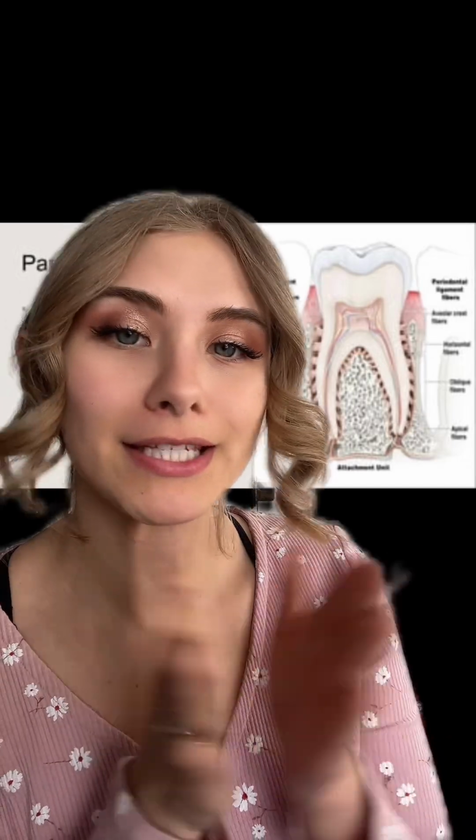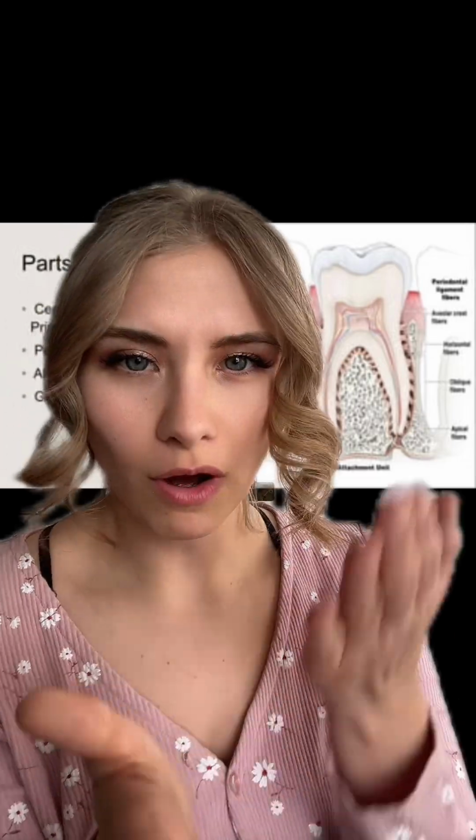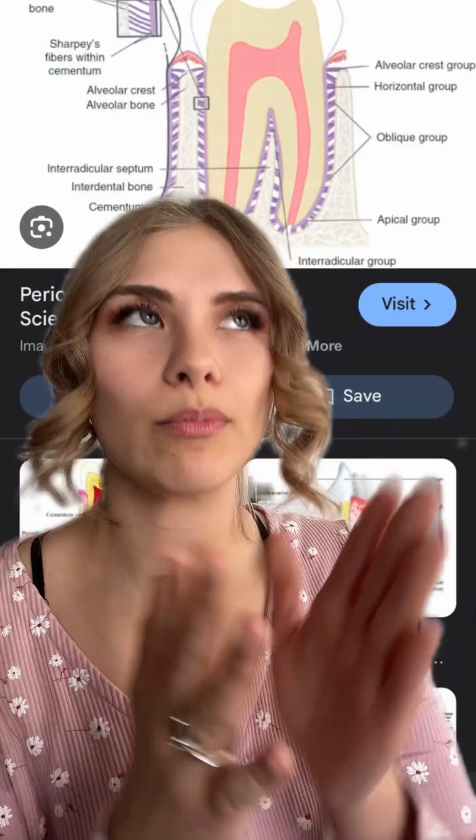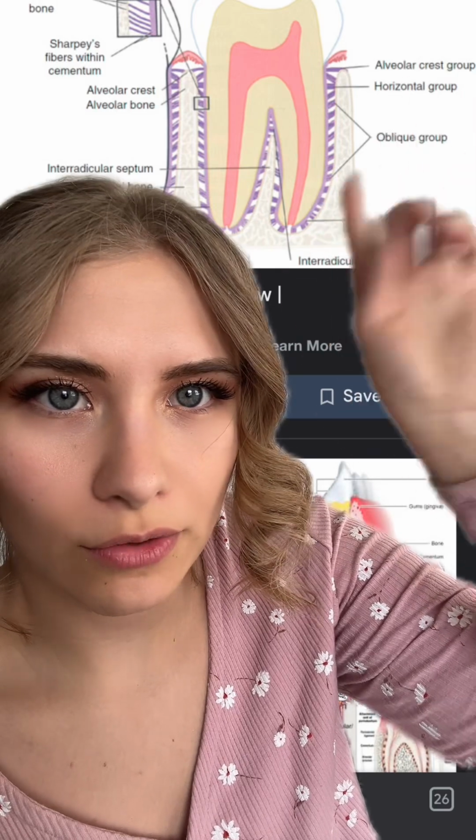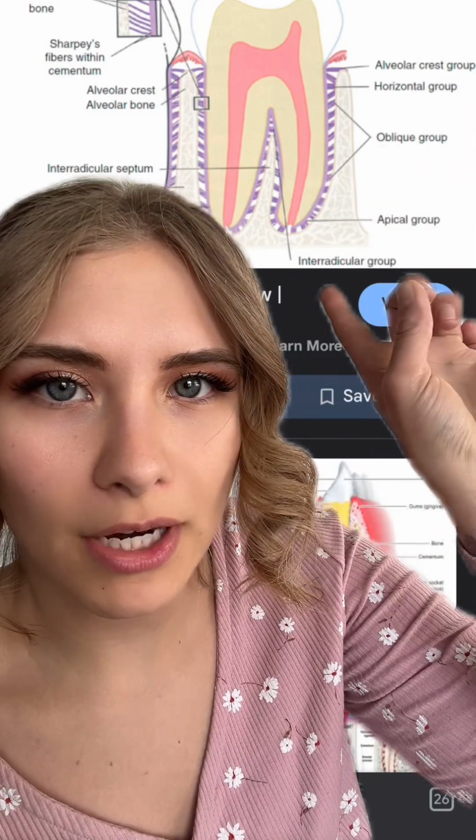We're going to keep this really simple. We're going to use the KISS method: keep it simple, stupid. Right now, all you really need to know is the 5 principal fibers, because the rest you're going to learn in periodontology. The 5 principal periodontal ligament fibers are alveolar crest group, horizontal, oblique, apical, and interradicular.